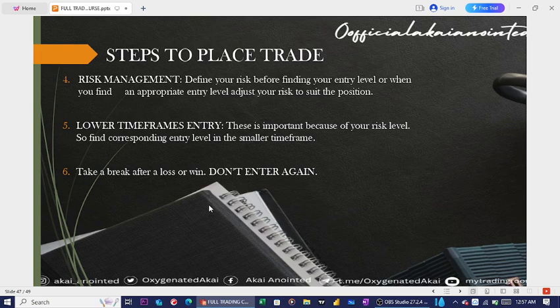Then lower time frames for entry. Now it's very important that after drawing out your bias, drawing out your zones, and knowing where price will reverse, the next thing is that you want to go back to the lower time frame to make your entry. So if you are in a bearish trend, you're going to be finding a bearish setup in a lower time frame so you can enter.